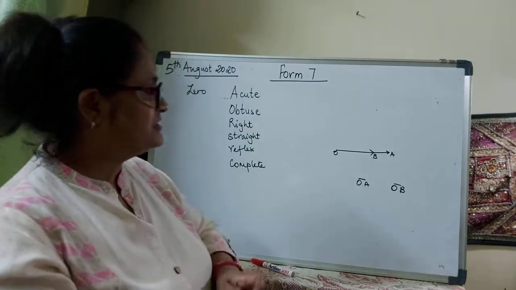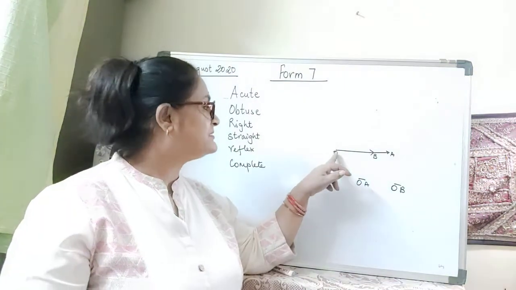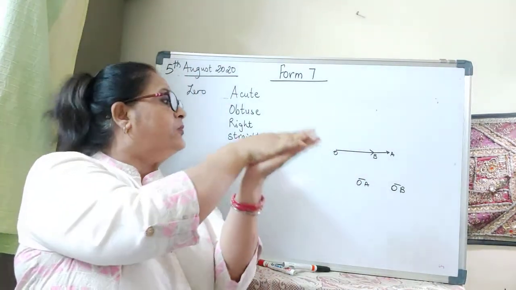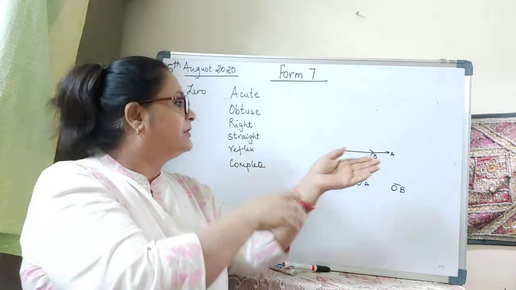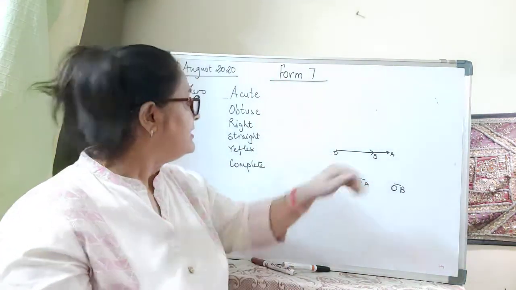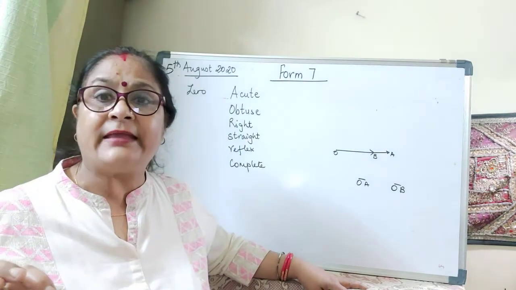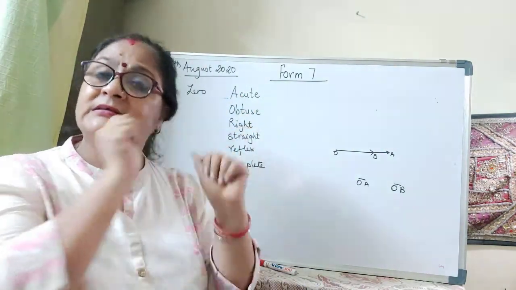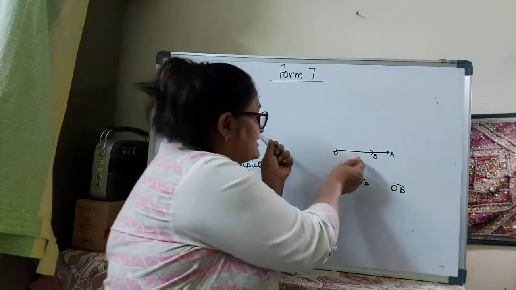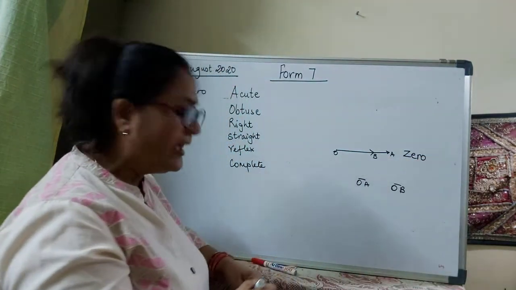At this position, both the arms OA and OB, which are meeting at one point, are one on top of the other. When it is one on top of the other, there is no gap between them. No gap between OA and OB. If there is no gap between the two arms, then there is no angle formed, because what did we say angle was? The distance between the two arms is the angle. Since there is no distance at all between the two, we say this type of angle is a zero angle.